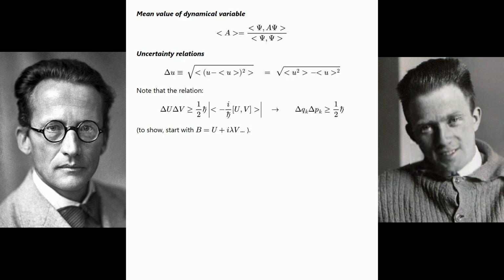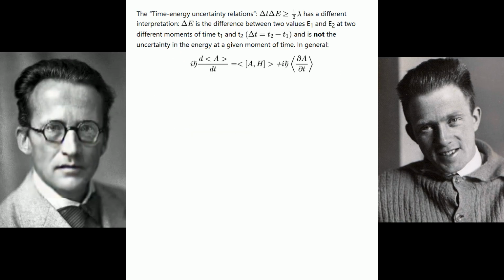The time-energy uncertainty relation, Δt ΔE is greater than or equal to ħ/2, has a different interpretation. ΔE is the difference between two values E1 and E2 at two different moments of time t1 and t2 (Δt = t2 - t1), and is not the uncertainty in the energy at a given moment of time. In general, see the equation.